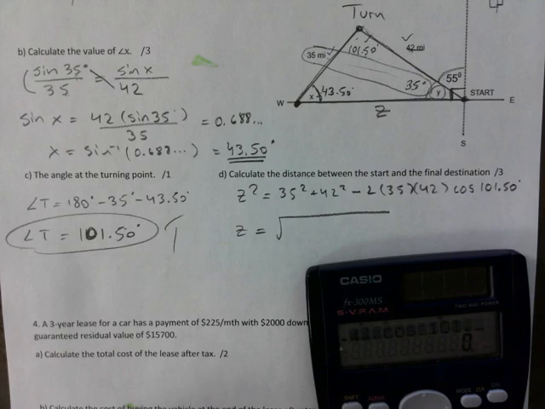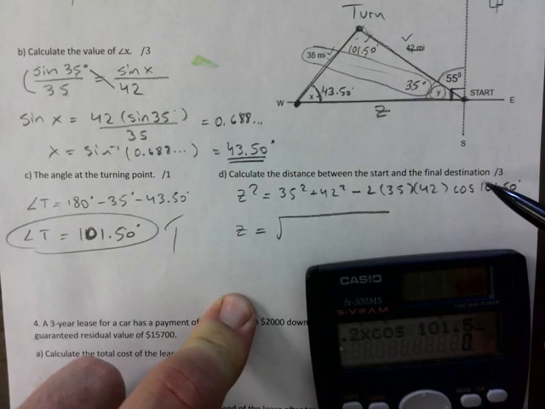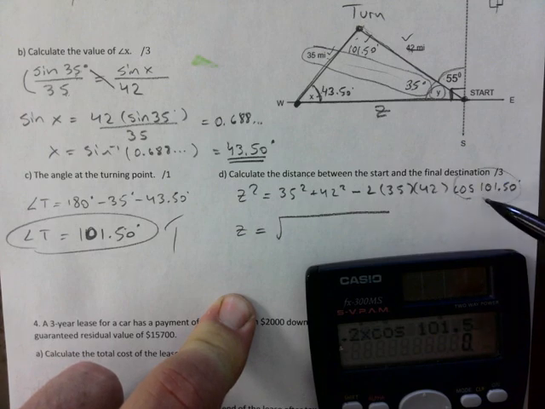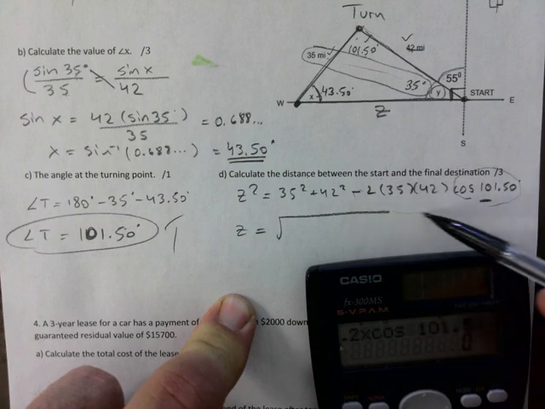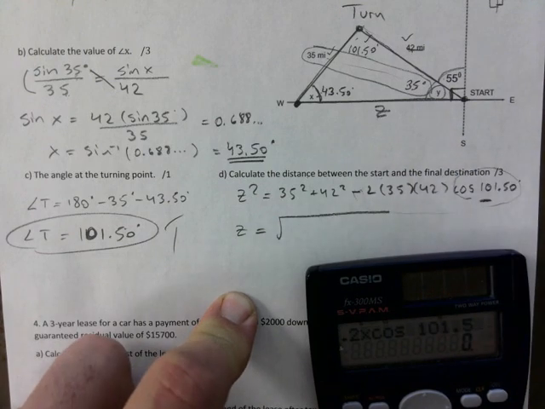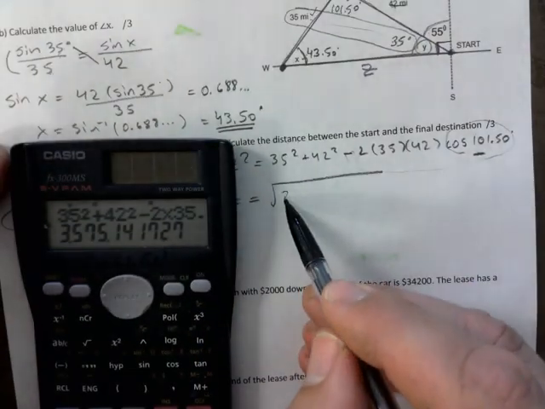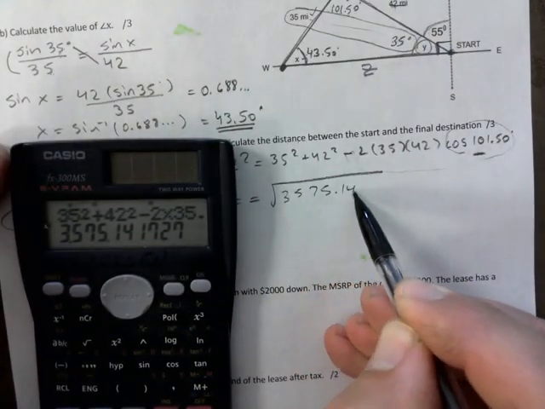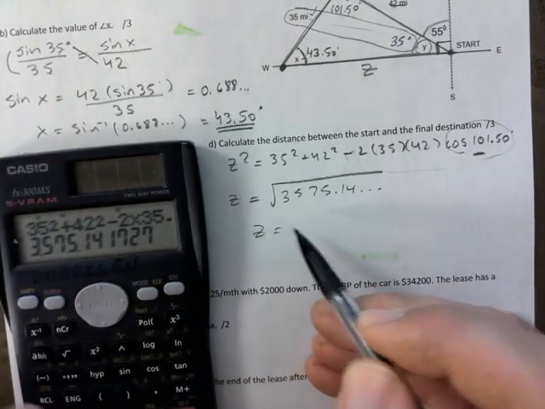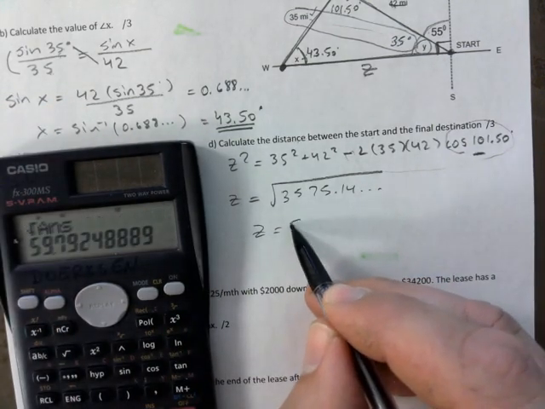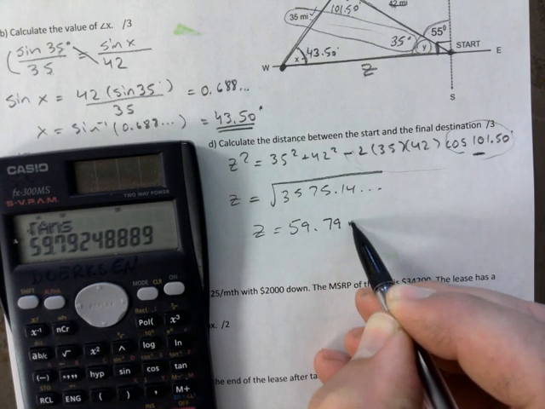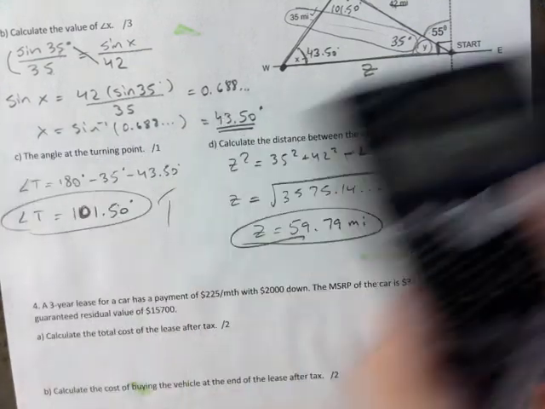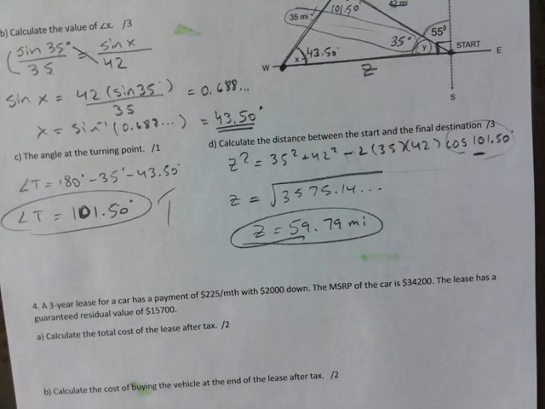Oh, you've got to watch out. It's an obtuse angle, right? So you're going to get a negative answer out of this. That negative will combine with that negative, turning this whole thing positive, whatever number you get, if you do this in steps. So sorry, 3575.14... Take the square root of that. That's 59.79. And we are in miles. 3 marks there.